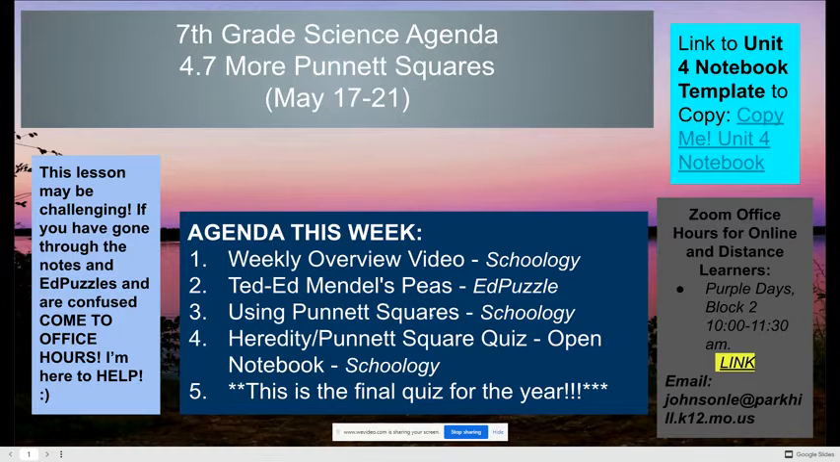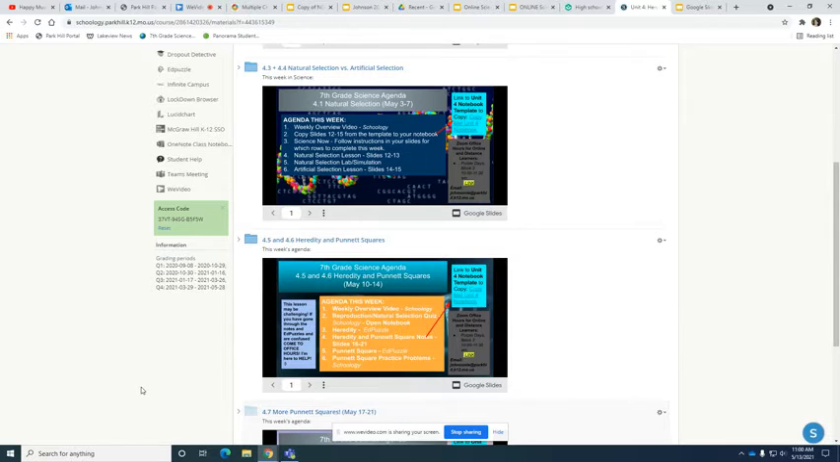Then we will go in and we've got some more practice here for you on Punnett squares to help prepare you for the quiz that you will be taking. So this quiz is on heredity and Punnett squares. It is 10 points and it is the final quiz for the year. So let's just go ahead and jump into that folder.